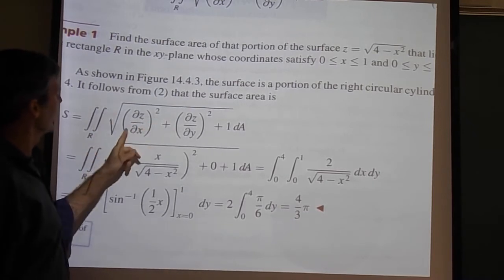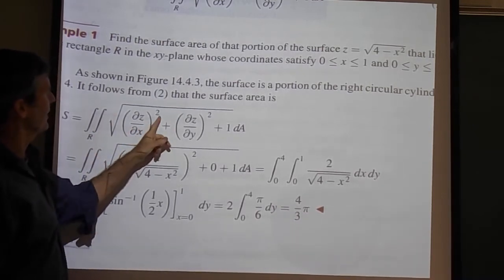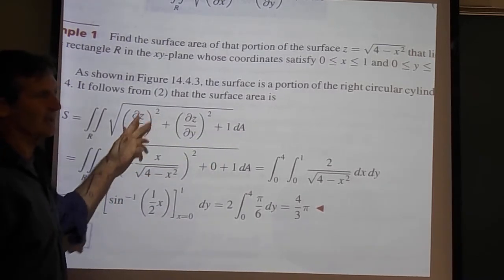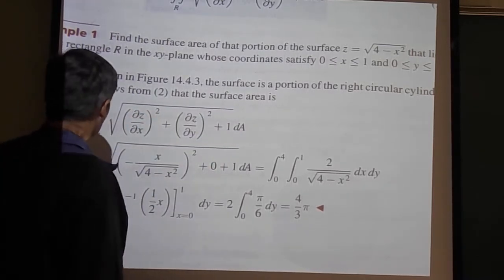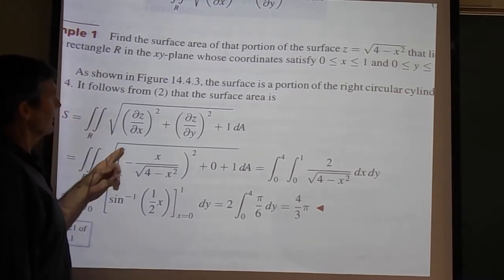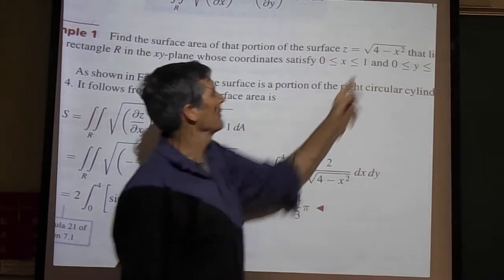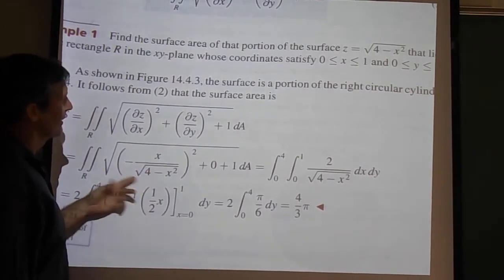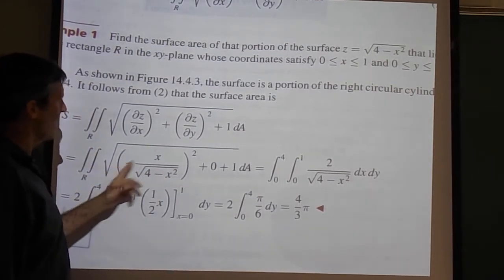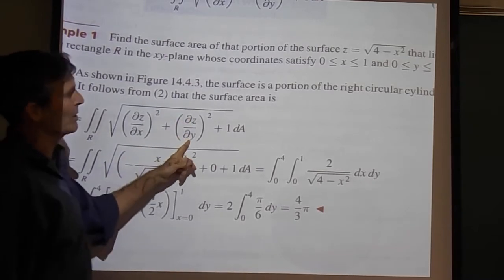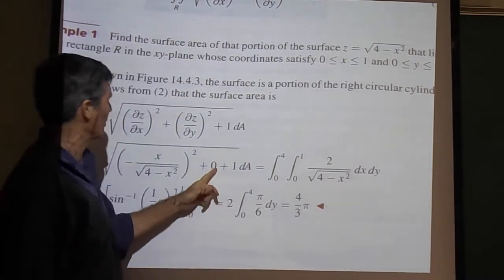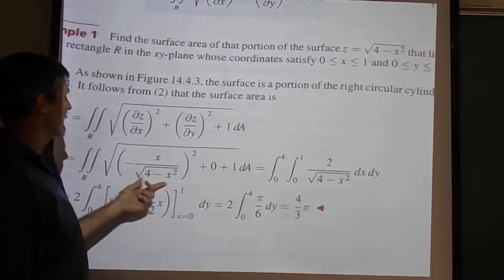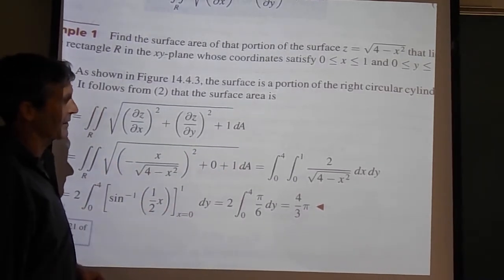The square root of dz/dx squared plus dz/dy squared plus 1 dA. It looks crazy, but again, you can see where it came from and say, oh yeah, that makes sense. So dz/dx, taking z equals square root of 4 minus x squared, is minus x over square root of 4 minus x squared, just by the chain rule. That needs to be squared, plus dz/dy. Well, z doesn't depend on y, so its partial derivative is 0, gets squared, plus 1 dA. If we can evaluate this integral, we can get the surface area.